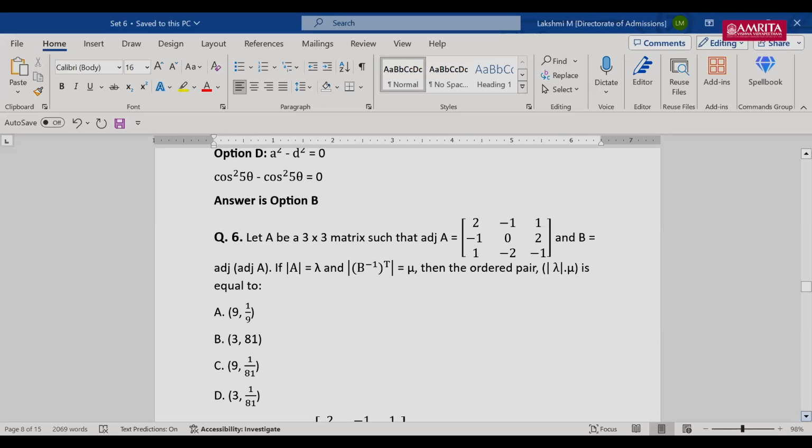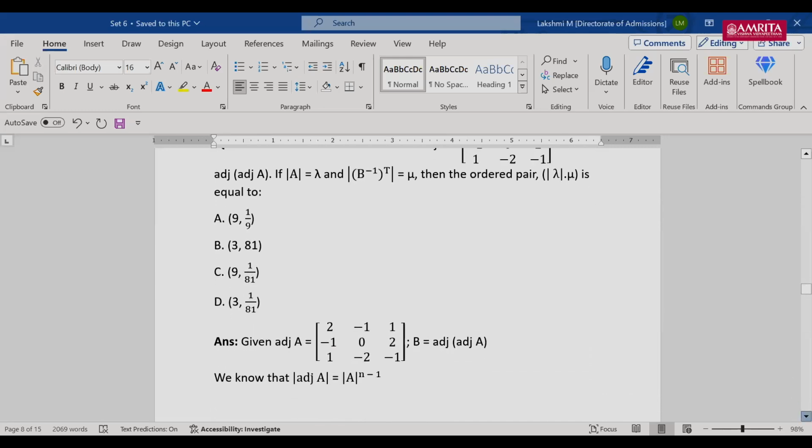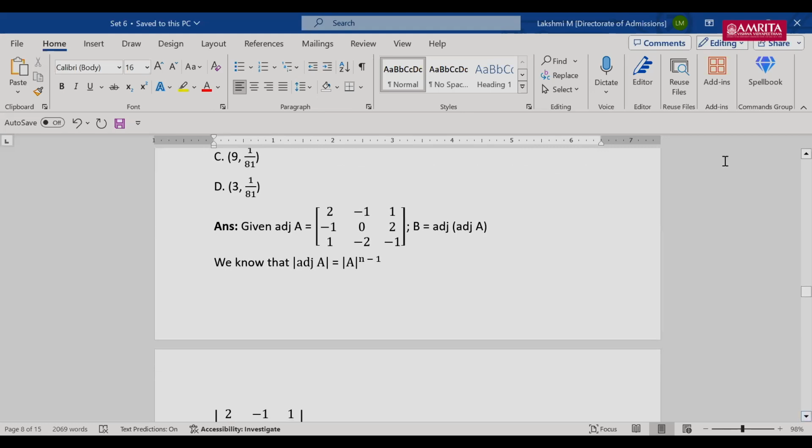So yes, this is the question here. If you have the simple formula, it's done. Determinant of adjoint A is equal to determinant of A raised to n minus 1, where n is the order of this matrix. But there is something more in this question, that is this part: B is equal to adjoint of adjoint A. And the question is asking you to find 2 values, right?